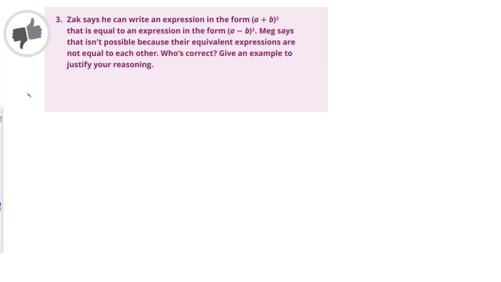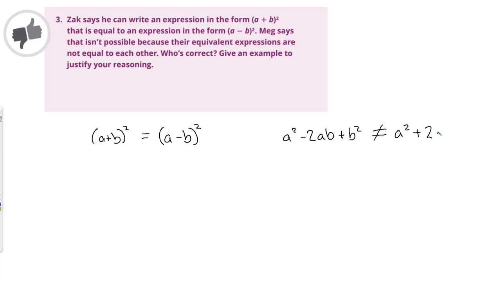So we have Zach, and he says that if we have the expression a plus b and we square it, it's going to be the same thing as if we have the expression a minus b and we square it. But Meg says, no, that's not true, because we found out their equivalent expression. Their equivalent expression said that we had a squared minus 2ab plus b squared. So that can't equal a squared plus 2ab plus b squared.